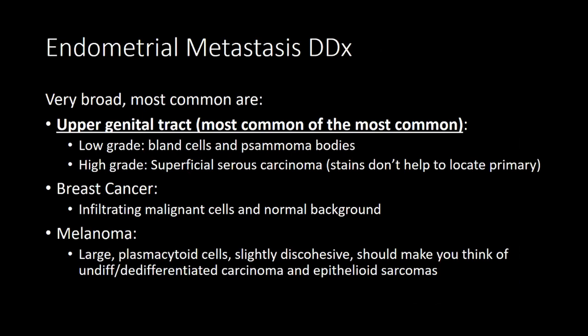Breast carcinoma loves to metastasize to the endometrium. The most common variant that I see there is going to be the lobular variant, and they'll have that single file infiltrating appearance that you know lobular carcinoma likes to present as. And then melanoma, so large plasmacytoid cells, they're going to be discohesive as well. It really should make you think of an undifferentiated or dedifferentiated carcinoma or a sarcoma, because it will have that kind of stromal growth pattern and it will look very tempting for a sarcoma.